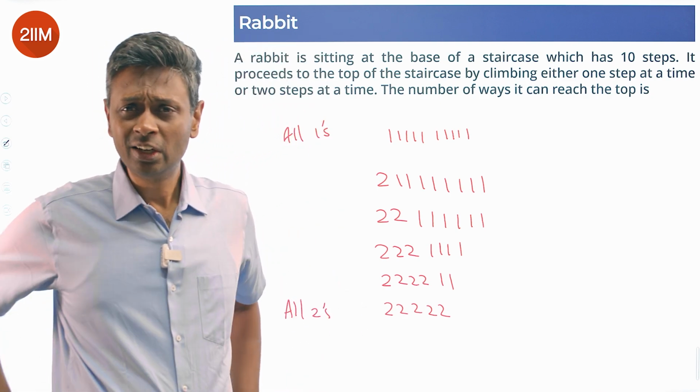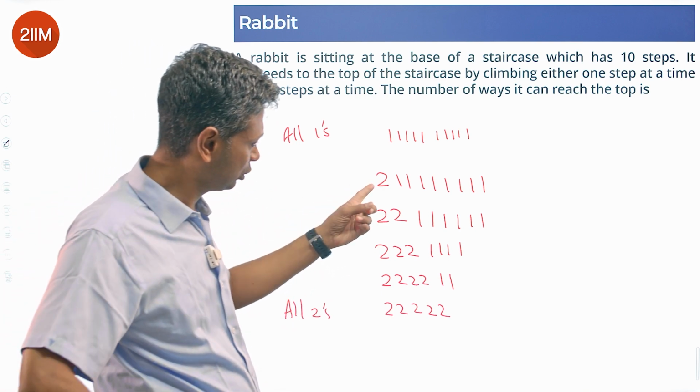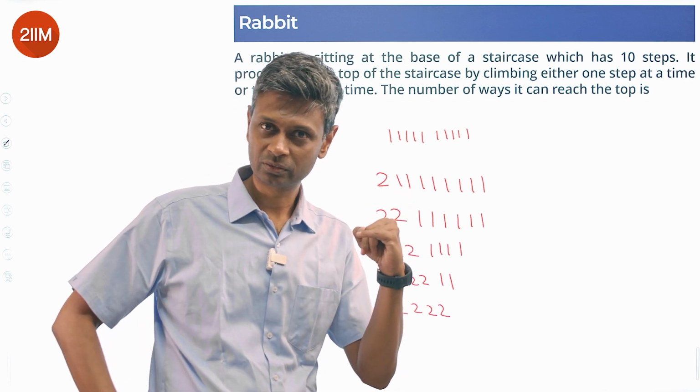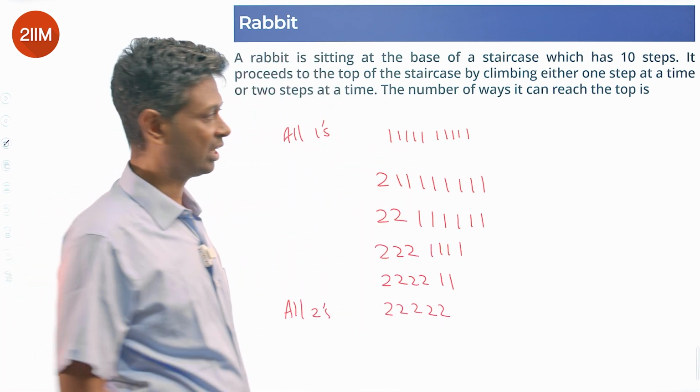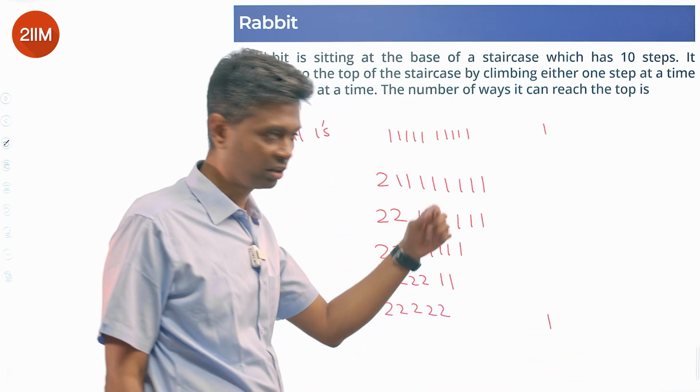All good. We're not done with this. We have to think about the fact that this 2 could be anywhere. These 2s could be mixed up. All 10 steps being 1 can be done in only one way. All 5 steps being 2 can be done in only one way. In how many ways can this be done?